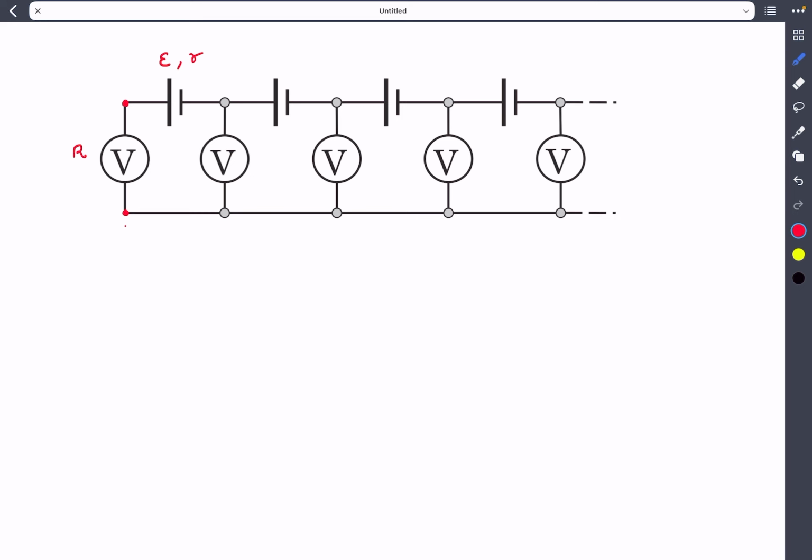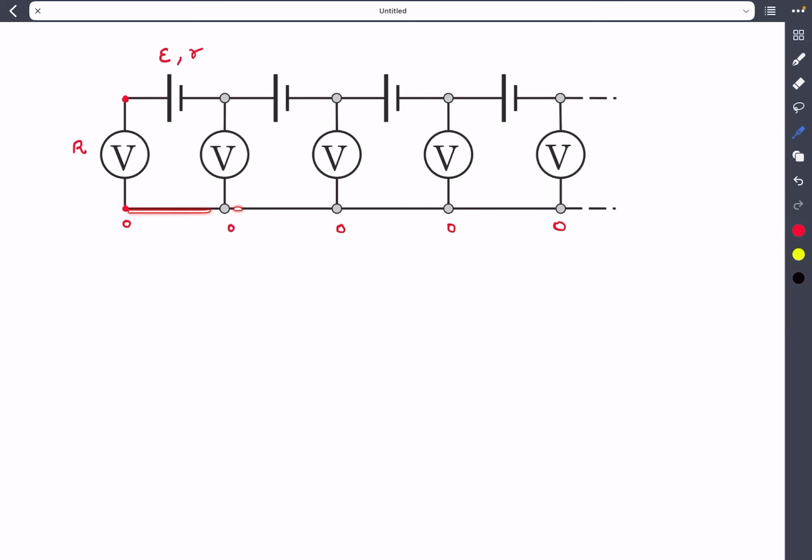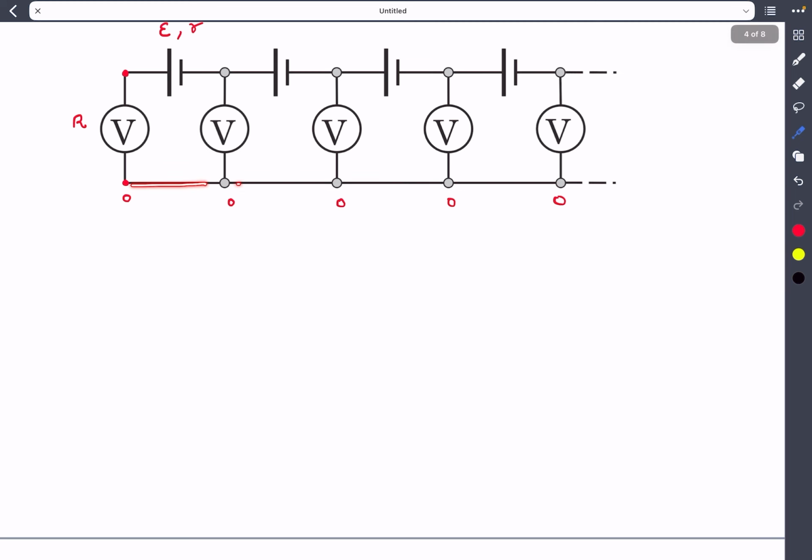So in short, I consider all the potentials on this lower horizontal line as 0. Why are all of them the same? It's because they're connected by conducting wires and their resistance can be considered negligible, so there is no potential drop across these nodes. I'm going to consider all these nodes as my reference nodes and give them a potential of 0 volt. If I do this, then the potential of this point is going to be V, and this is the V that was given to us in the question.